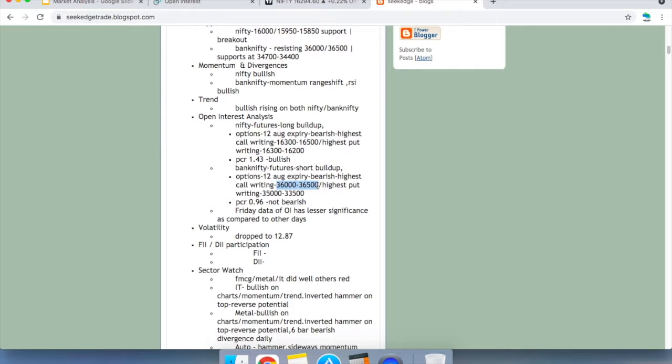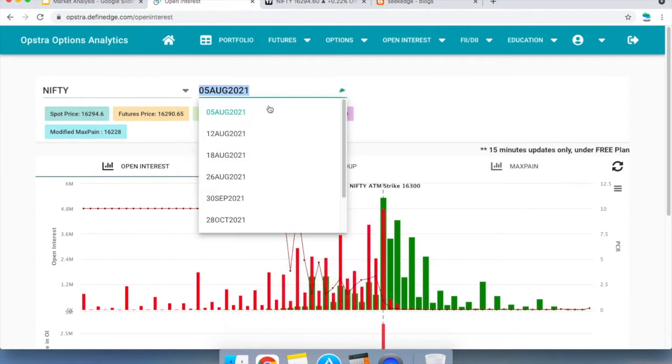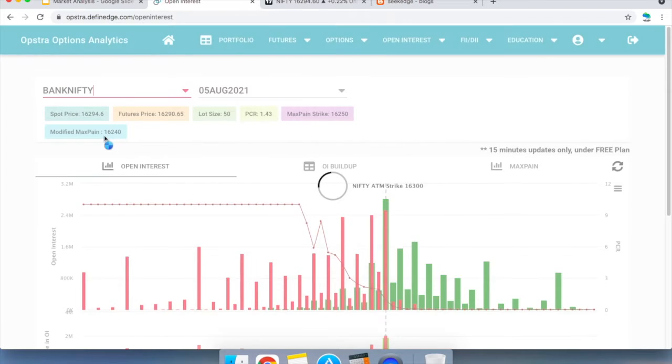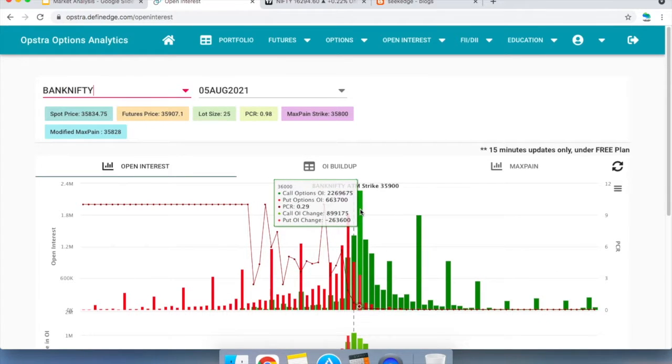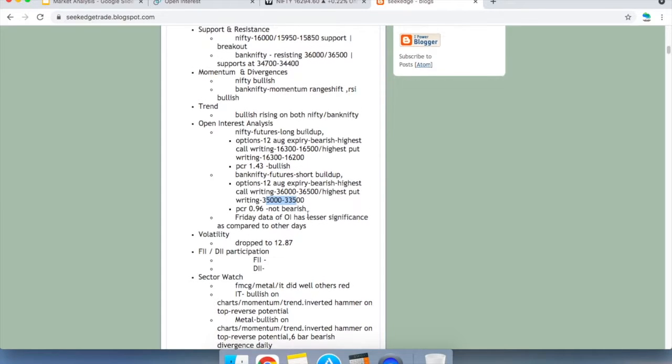Bank Nifty 36,000, 36,500, 35,000, right? And that data you can see here. Nifty PCR is 1.21, which is bullish. No, it's not for that day. Yeah, PCR is 1.1, it's bullish, and the highest is 16,300, and Bank Nifty highest is 36,000 resistance, and then 35,800. Let's move on.